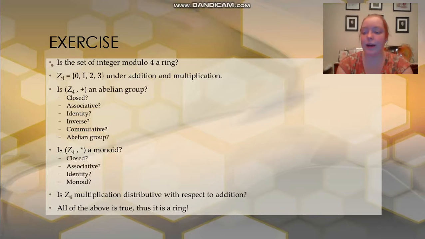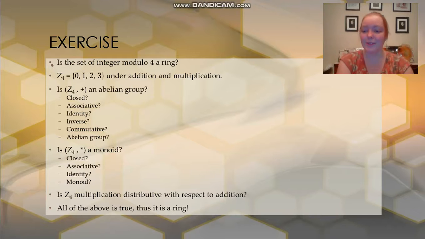The next question we're going to ask is, is it commutative? If you take two numbers and flip them around, is it the same result? Yes. If you add 1 and 2, it becomes 3. If you add 2 and 1, it becomes 3 again. So it's commutative. Since it follows all 5 of these axioms for an abelian group, it is an abelian group. So that is the first axiom of becoming a ring.